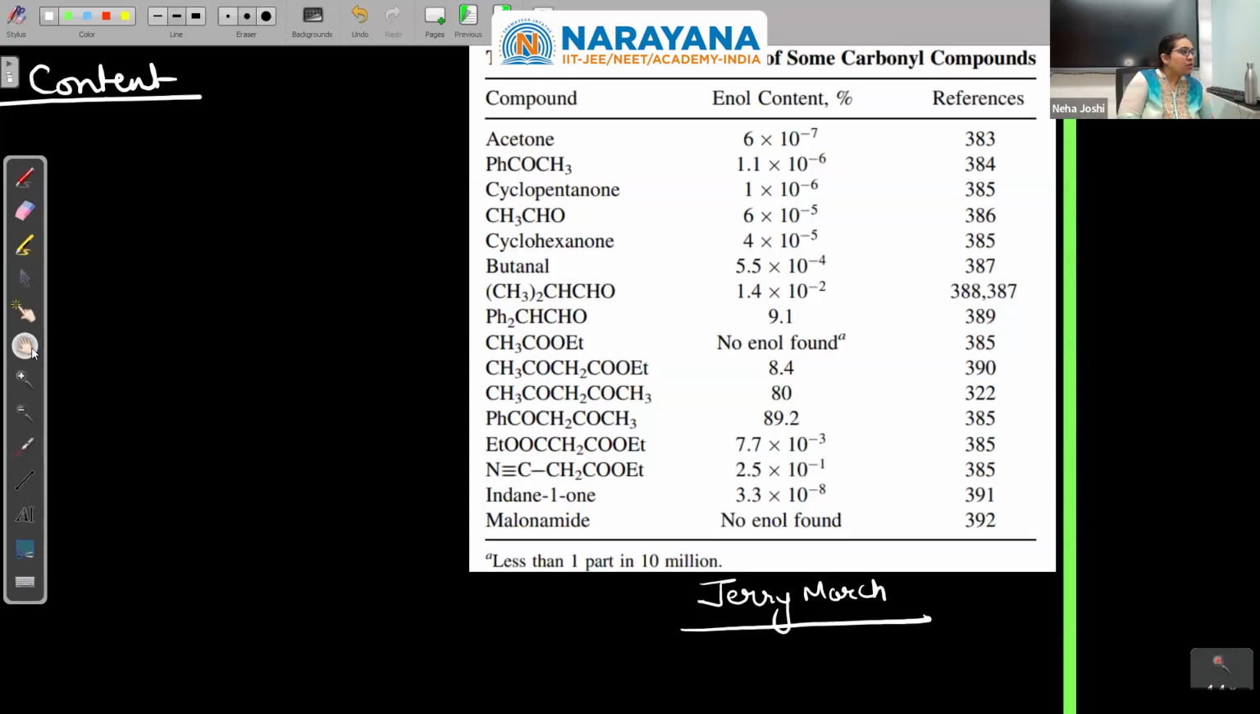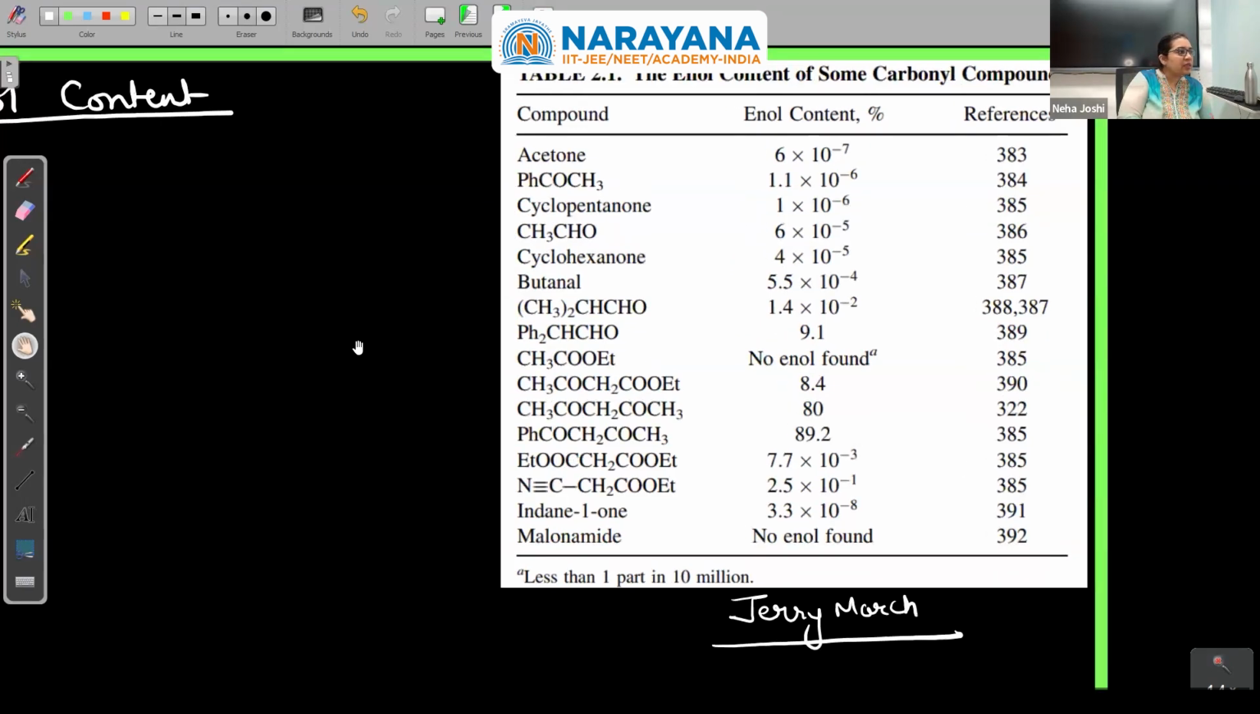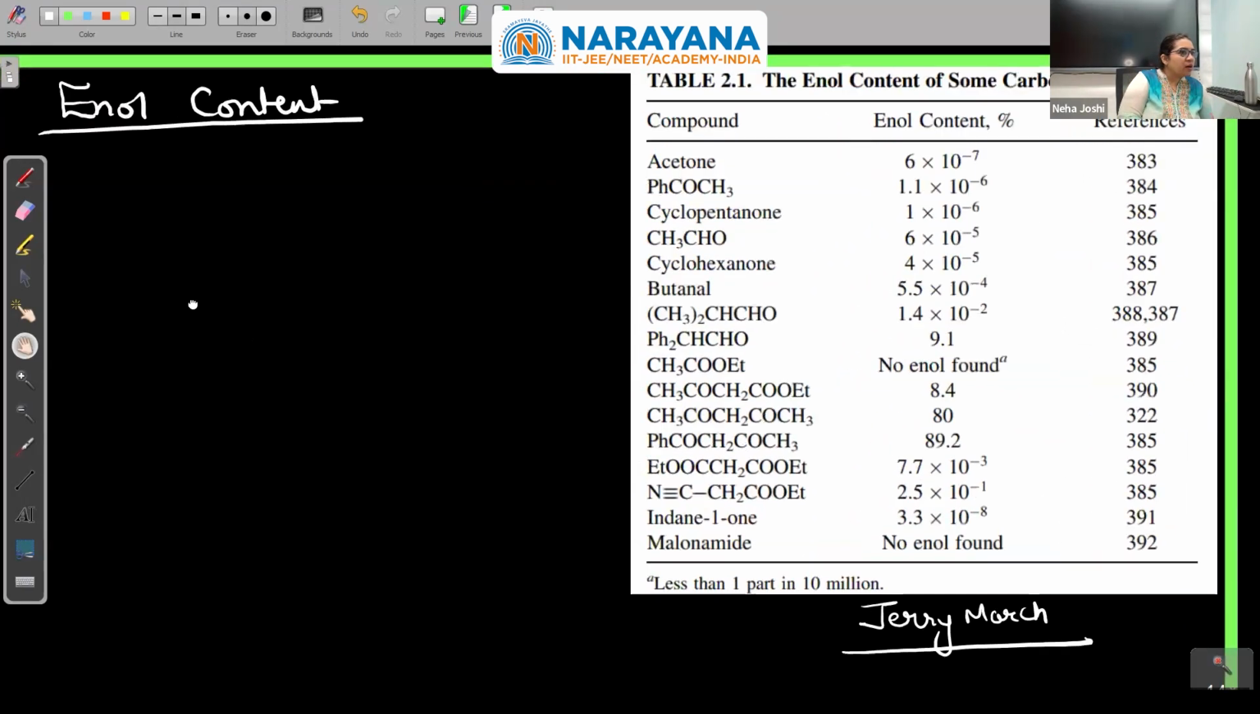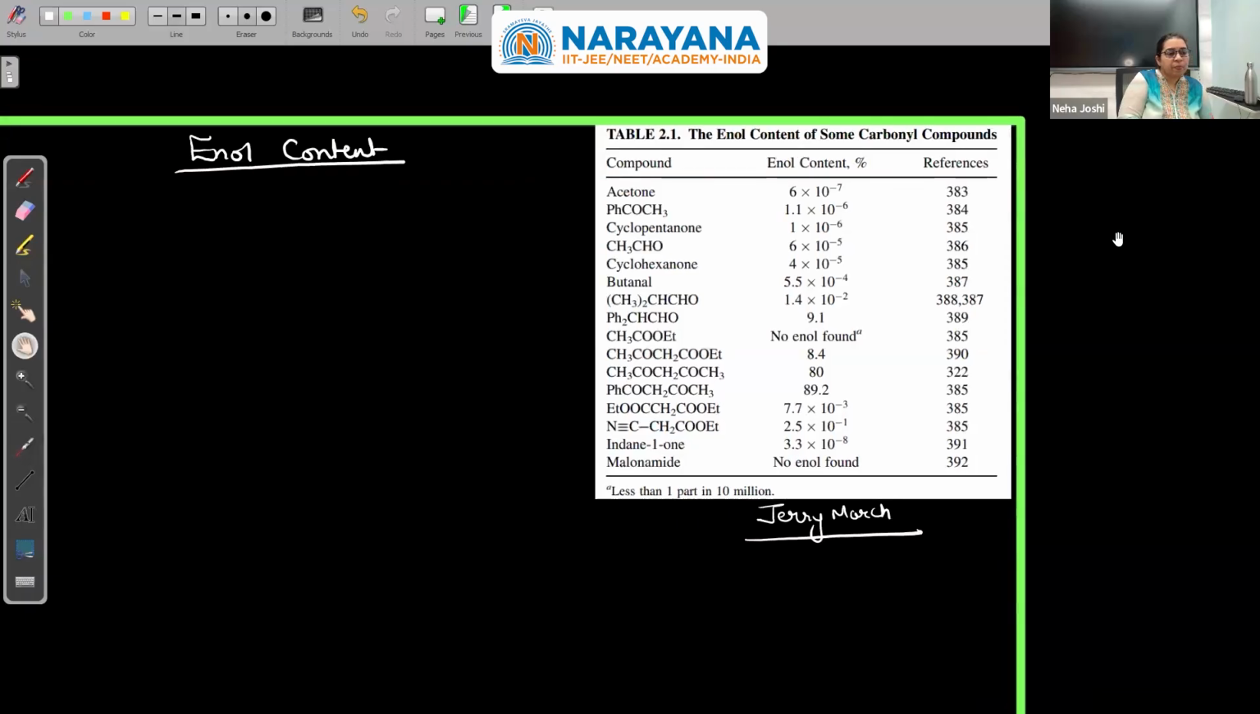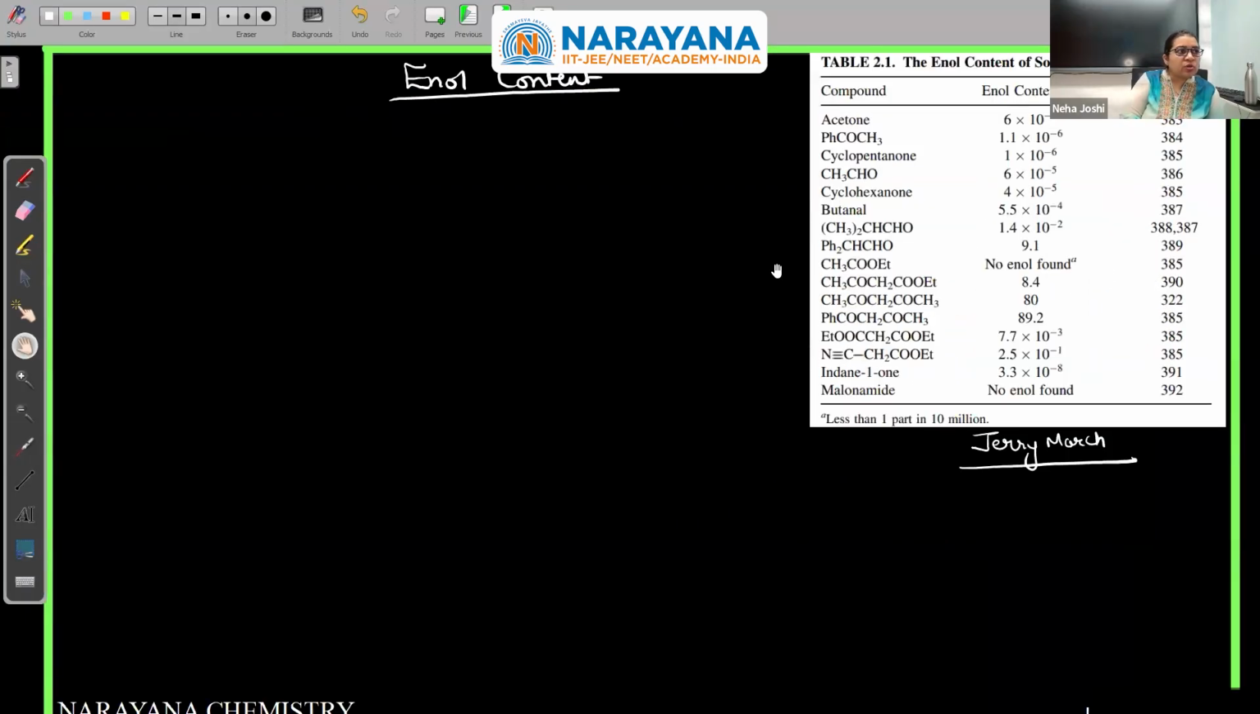Okay. So I was saying that look at these values, how it is shown. What are the values shown here? From here, we are talking of individual carbonyl systems and their enol content. So when I talk of percentage enol content, I mean in a keto and enol tautomerism, what is the percentage contribution of enol versus keto? Here I am talking of this enol content percentage.